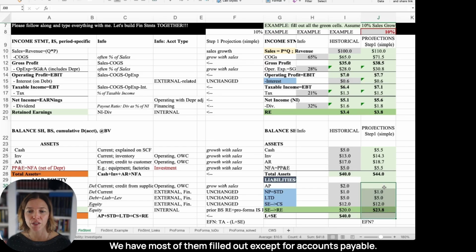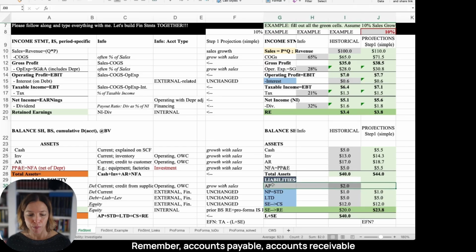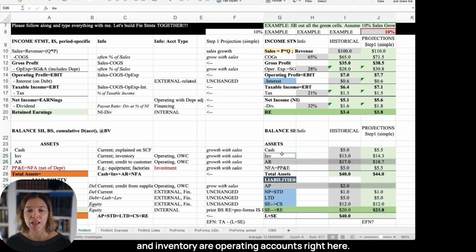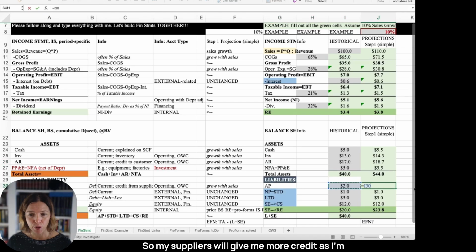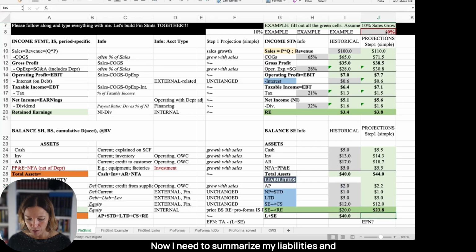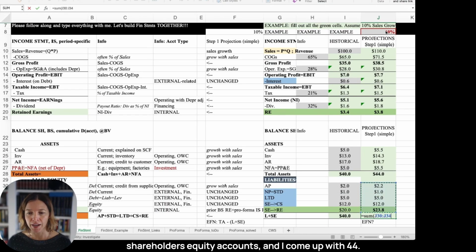We have most of them filled out except for accounts payable. Remember, accounts payable, accounts receivable, and inventory are operating accounts, operating working capital accounts. You need them to run your business day to day. So all operating accounts will always grow with sales. My suppliers will give me more credit as I'm buying more material from them to sell more shirts. So this will grow at 10% as well. Now I need to summarize my liabilities and shareholders' equity accounts, and I come up with 44.